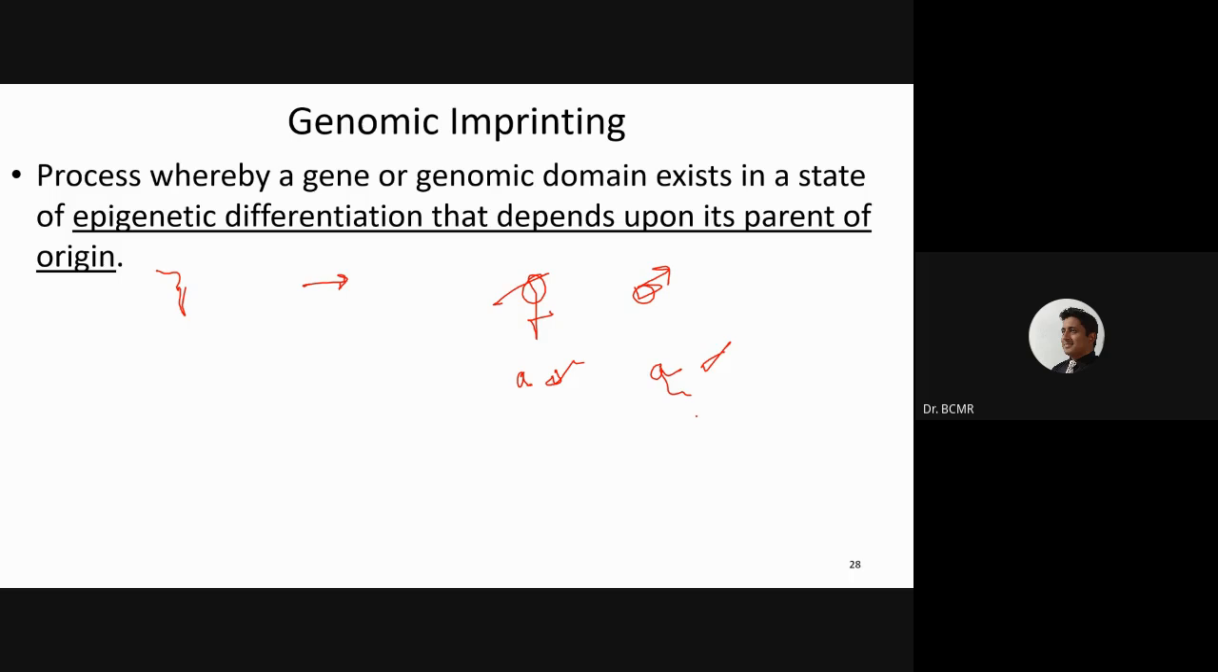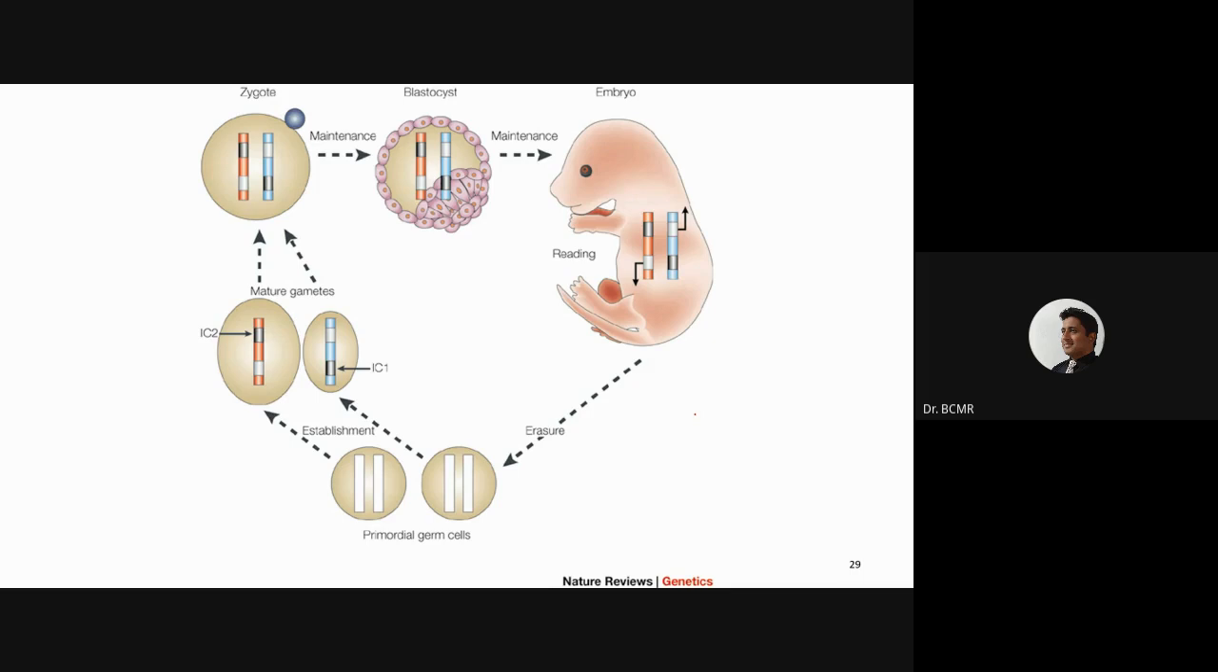And that is the first part of it. Genomic imprinting, the first part is that it is an epigenetic modification. The second thing is that it depends on the expression. The modification is determined by the sex of the parent. If it is a male, some genes are imprinted. If it is a female, some other genes are imprinted. Okay, so let's see what is happening here.